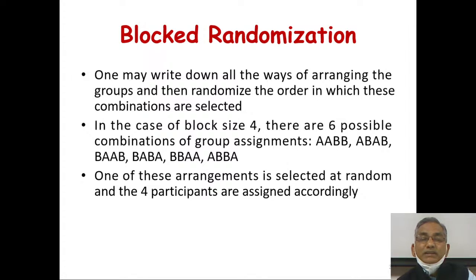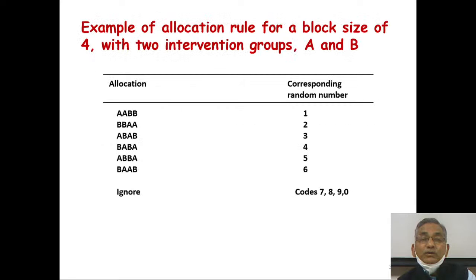Suppose my block size is 4. If my block size is 4, there are 6 possible combinations: AABB, ABAB, ABBA, BAAB, BABA, BBAA. Now I can number them 1, 2, 3, 4, 5, 6. So 6 combinations.